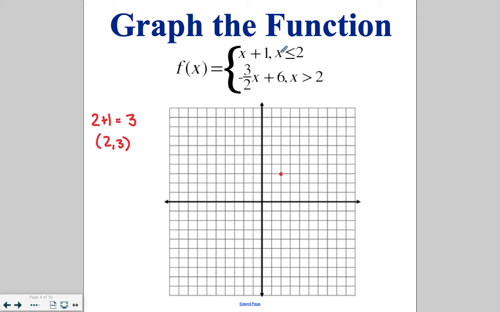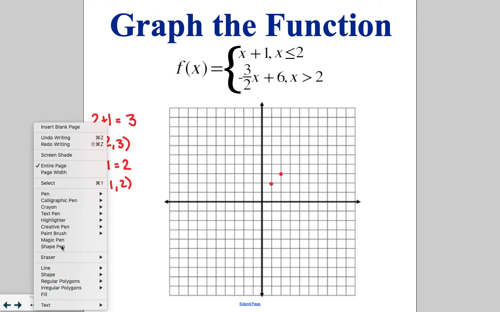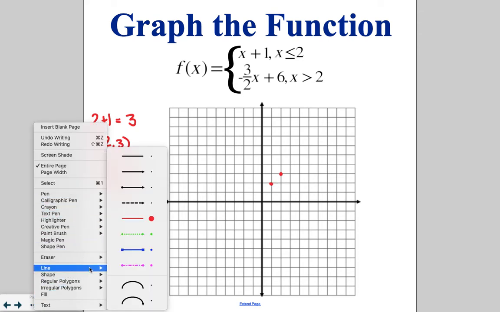Now, it also says that this happens when x is less than or equal to 2. So we need a number that's smaller than 2. I'm going to use 1. So I'm also going to plug 1 into that equation. So 1 plus 1 is equal to 2. So another point on this first part of my graph is going to be (1, 2). So I'm going to come over and graph over 1, up 2. That is going to be enough to get my first part of my piecewise function.